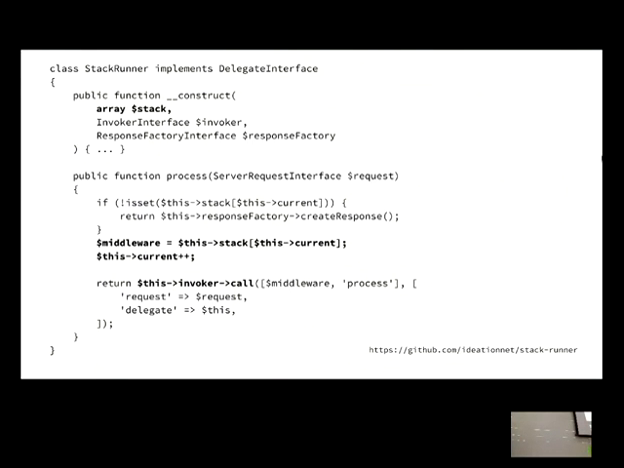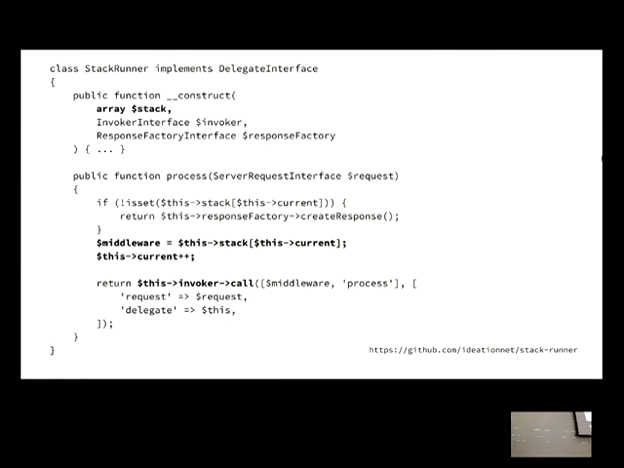And then the last thing on this slide is showing this idea of using the invoker. So you see I'm using the square bracket callable syntax in PHP, where I'm passing the middleware, which is the current thing that I got off the top of the stack, with the word process to say call the process function on there, and then I'm naming my arguments, saying request is the request that I got, and the delegate is this. Okay. Hopefully that's not too weird.